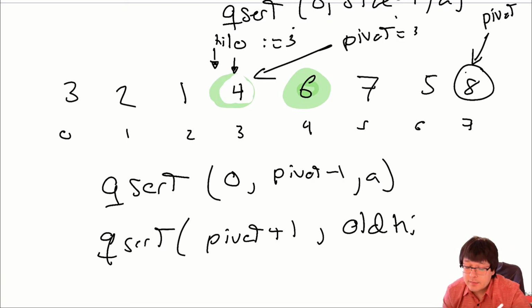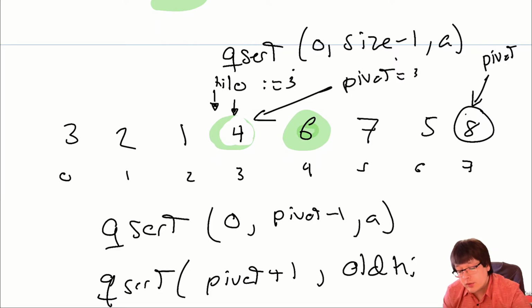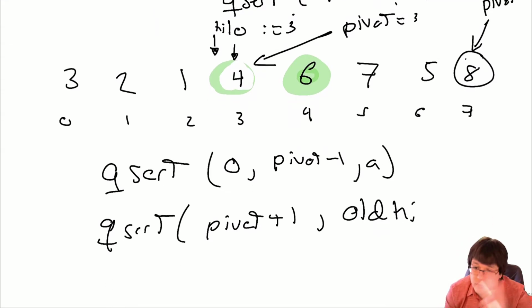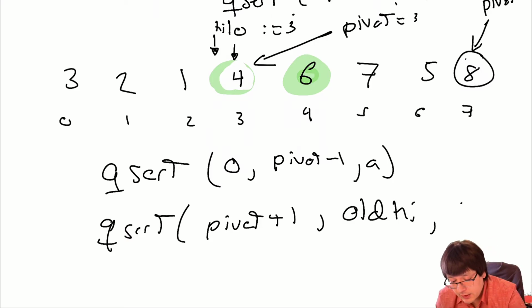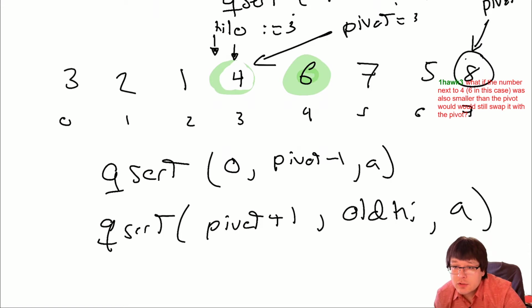And the old high, if it was pointing to 7, then you would leave it like that. If for some reason you were pointing it to 8, as in this case it was the size, then you would do high minus 1, right? You have to make sure which one you do. Again, it depends on the implementation. Okay? So that will take care of essentially passing 0 to 2, and here 4 to 7.